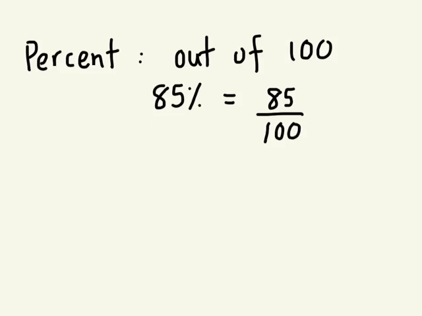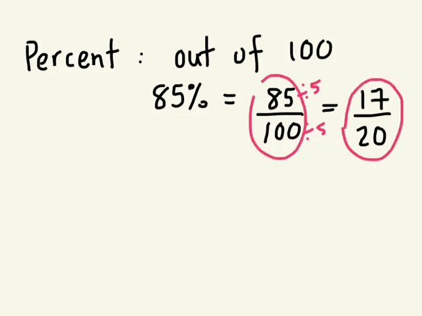You can reduce this into lowest terms and write it as an equivalent fraction, but initially, if it's a percentage, it's out of 100. So an equivalent fraction would be 17 out of 20, because 85 out of 100, they're both divisible by 5. If I reduce this into lowest terms, 85 divided by 5 is 17, 100 divided by 5 is 20. So both of these, 17 out of 20 and 85 out of 100, both represent 85%.